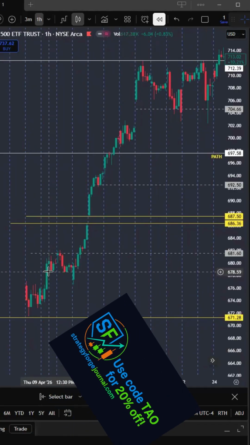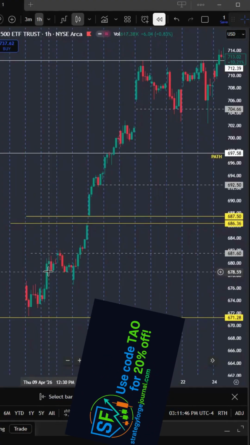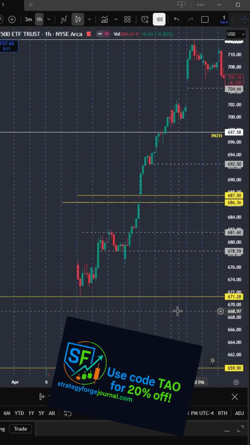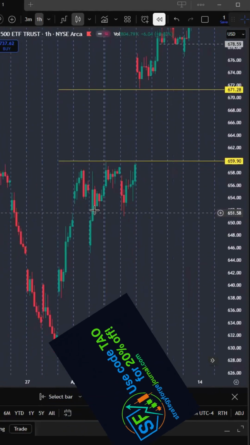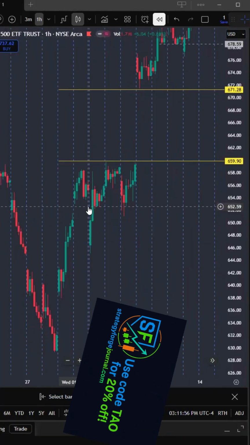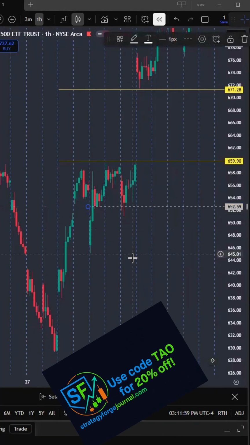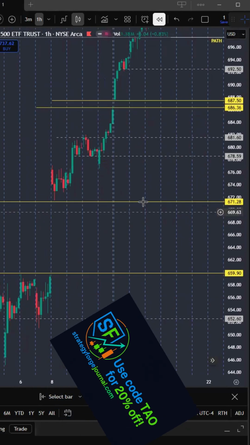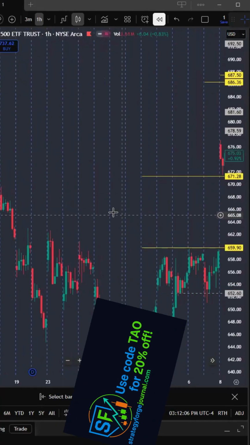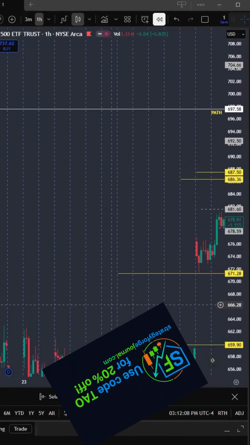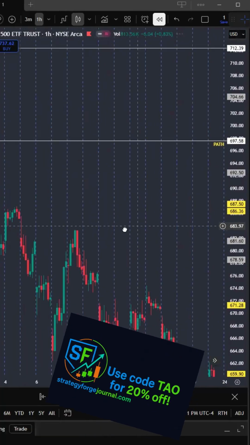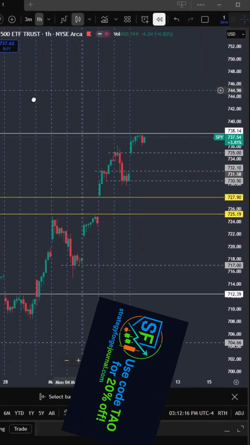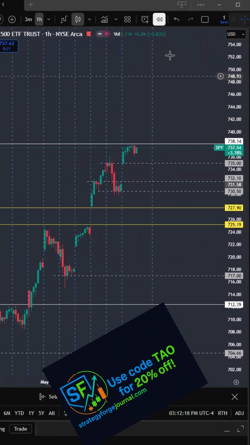This could, in theory, be a little minor level right here. And we've got a clear level right there. 652.60. All right, so let's just see if there's any levels in the middle of these gaps that we need to be concerned with from the left-hand side. And I think we're good. That's good for current levels on SPY.